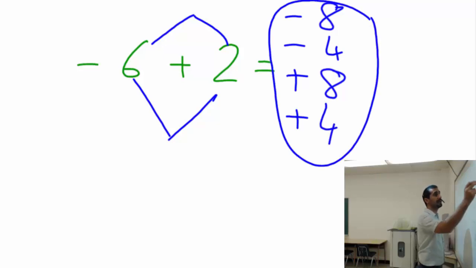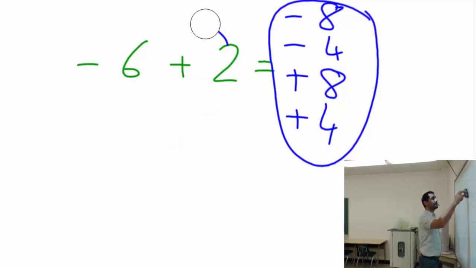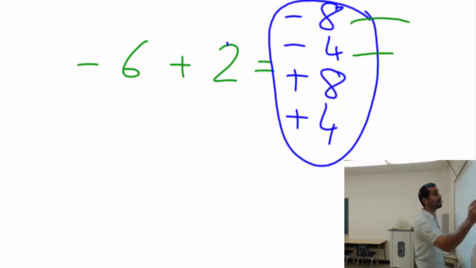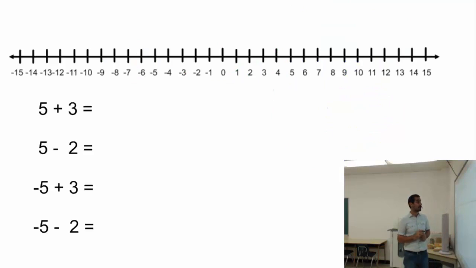Look at here, please. Let me clear this. Now, looking at that, you know that minus 6 plus 2, it could be minus 8, it could be minus 4, it could be plus 8, it could be plus 4. There are four possible answers here. Which one is the correct one? So that's what we're going to figure out right now. Therefore, it's very important you pay attention to the signs. So we did this before, 4 questions. Let's just do this without using the number line.